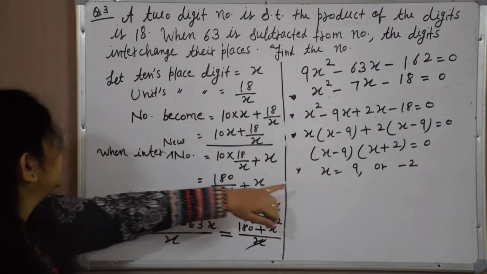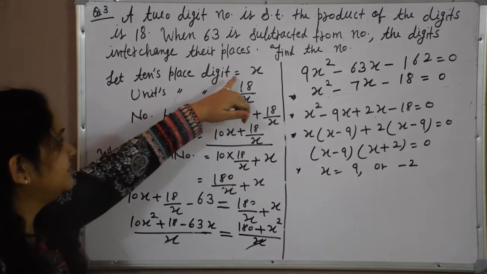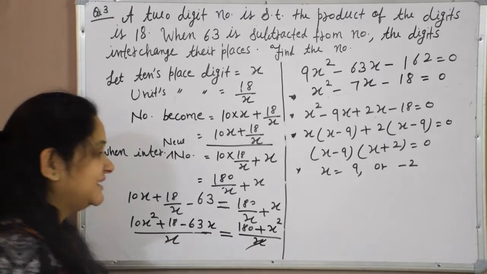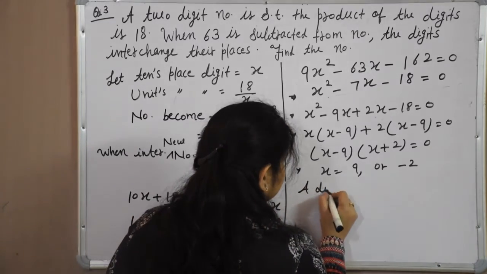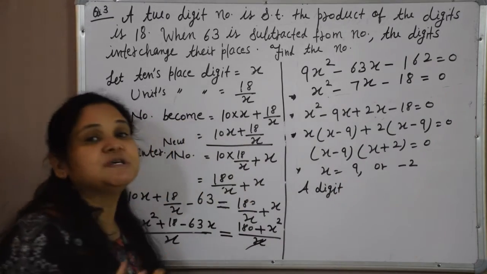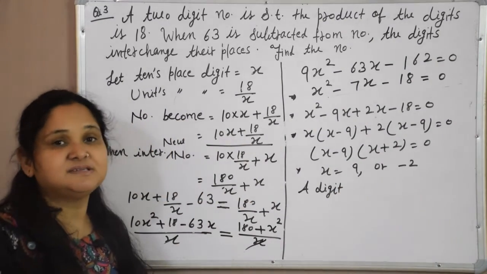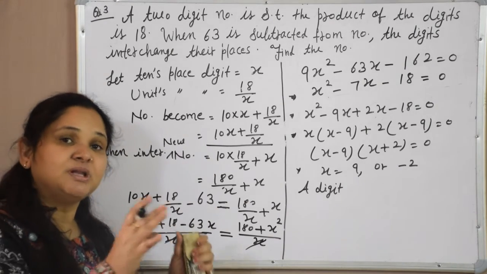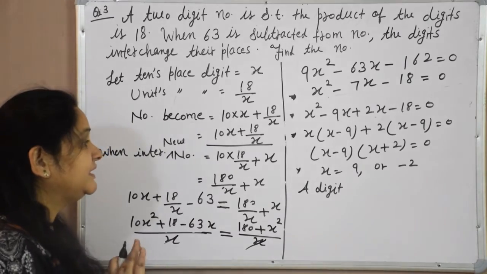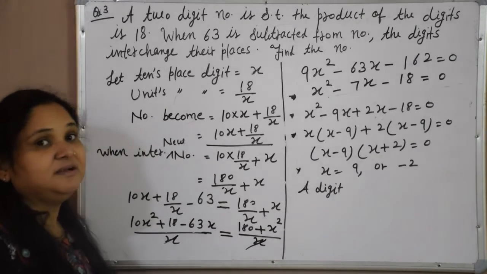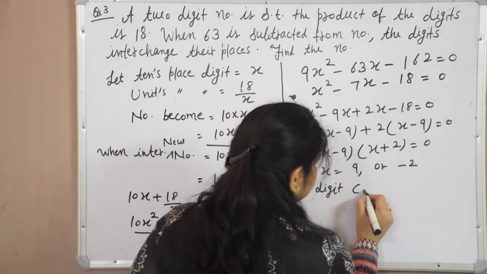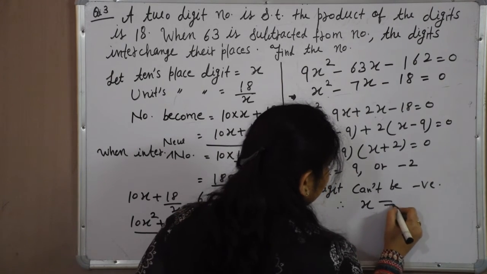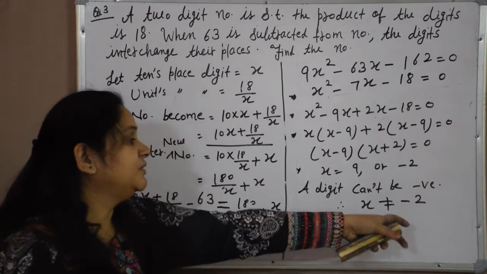But what was our supposition? Our supposition was that the tens place digit is equal to x. Can a digit be negative? No. A number can be negative or positive. Suppose I have 36 and I say minus 6 is negative and 3 is positive. Is it possible? No, we can never say like this. A total number we can say is negative or positive, but we can never talk about a digit being negative or positive. So a digit can't be negative. Therefore x cannot be equal to minus 2.